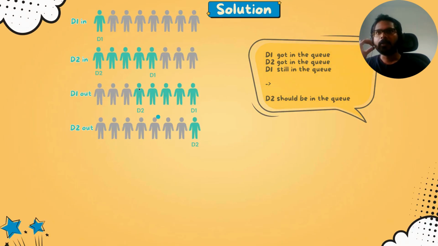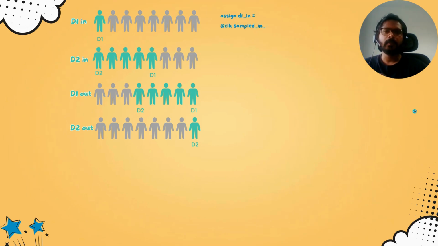So this is the queue that we discussed earlier, and the check that we talked about for the queue at the movie theater. Our goal is to implement this for the FIFO. First, we assign a signal D1_in that would go high when a particular data DIN, which is equal to D1, gets written into the FIFO.